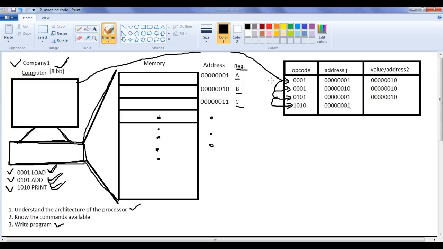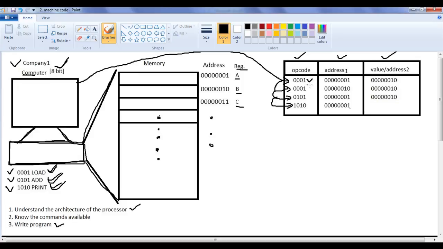And how do we write a program? A program is a set of instructions. Here we have 1, 2, 3, 4 instructions written. Each instruction is divided into 3 different sections. First we write the opcode. Next we write the address. Next we write either a value or an address. Here opcode means operation code that indicates the command itself. So here we have load operation, add operation, print operation. We want to tell the computer to perform addition of 2 numbers. Very simple instruction we have here.